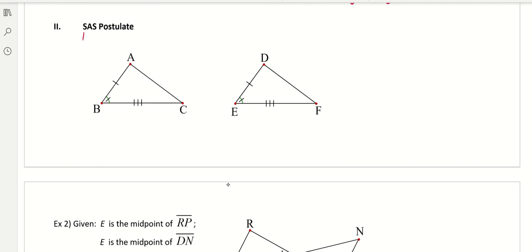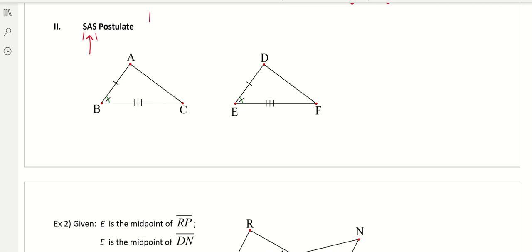Well, notice S, S, and then the A is in the middle. We'll talk about that A in the middle in just a second. It is in the middle for a reason. This is not SSA or ASS. This has to be SAS, side angle side.